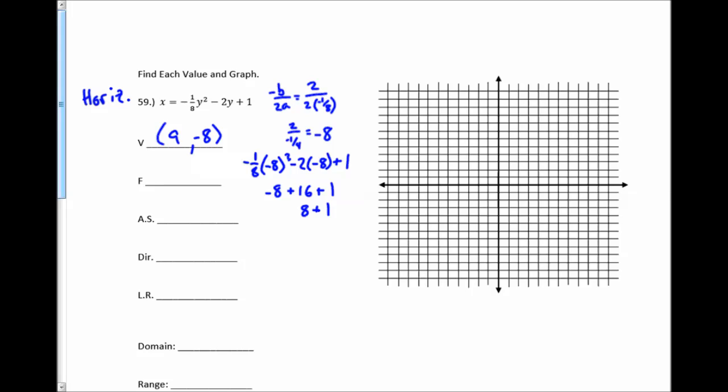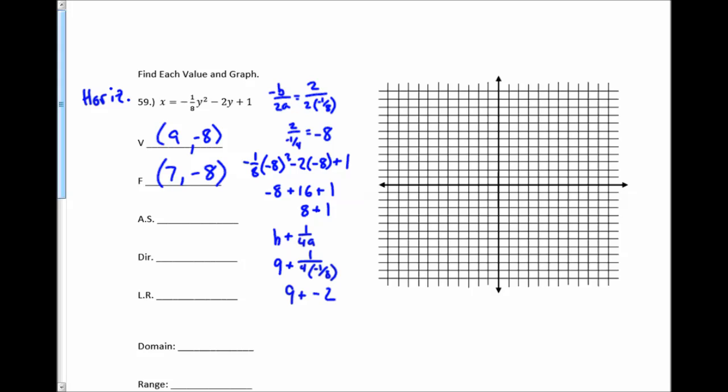And then the focus, it tells me right on my formula sheet that I'm just going to go ahead and add to the x value here. So I'm going to do h plus 1 over 4a. So h is the 9, plus 1 over 4 times a negative 1/8. So that's 9 plus, when I do this, that gives me a negative 1/2, which is a minus 2 then. So 9 plus a negative 2 is going to give me a 7. And the negative 8 stays the same.